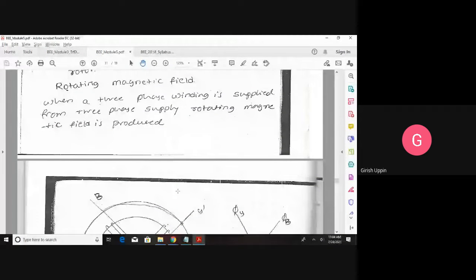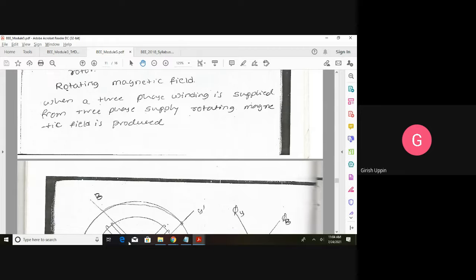Rotating magnetic field, a very, very important question. Many times it has been asked. They will ask either to explain the rotating magnetic field concept, or to prove that a three phase supply given to a three phase winding produces a rotating magnetic field.